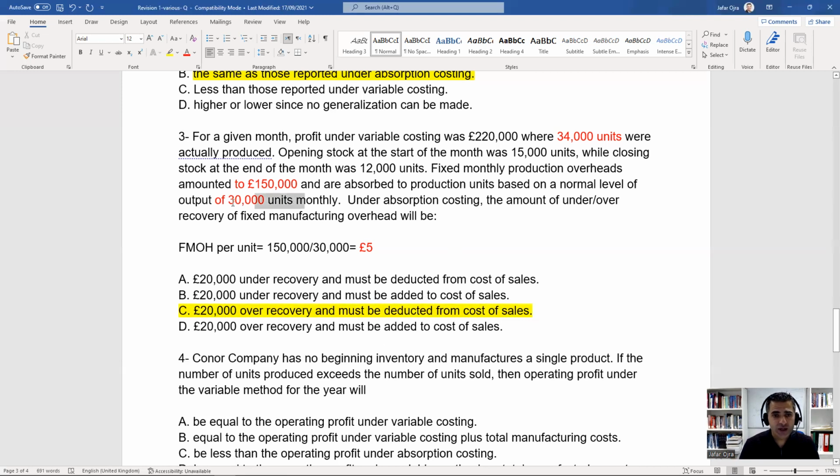So make sure that you compare the budgeted units with the actual units.